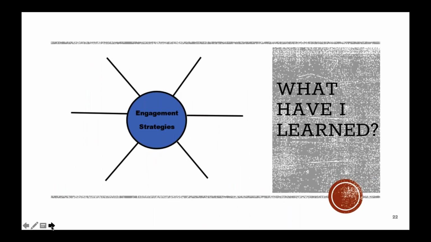Next engagement strategy, I'm using a graphic organizer. If you look in the center of this graphic organizer, you will see the words engagement strategy with spokes coming out around it. You can enter the topic that you're studying in the center of that circle and have students list on the spokes those things that they have learned. This is an excellent way to wrap up the day, to wrap up the week. So students in pairs or small groups would enter on those spokes the things we've learned today.